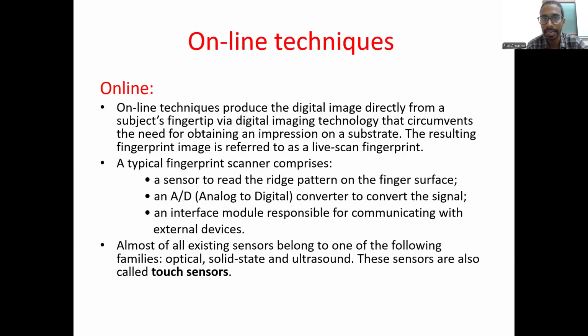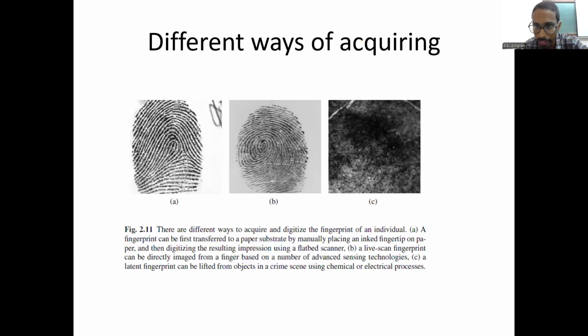And the third one is the latent fingerprint. A latent fingerprint can be lifted from objects at a crime scene using a chemical or electrical process. If any crime happens, they find the criminals by using the latent fingerprint.